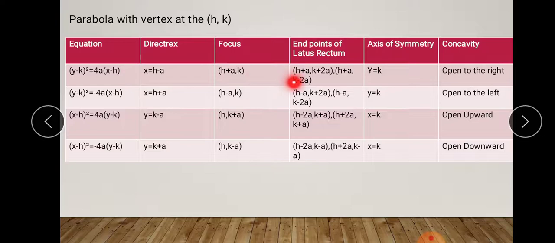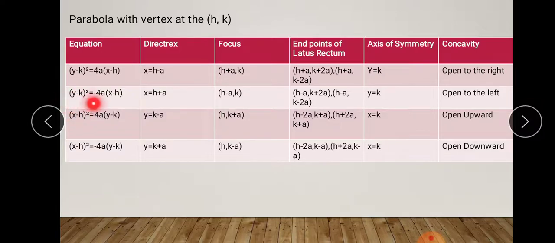The endpoints of the latus rectum are at the points (h + a, k + 2a) and (h + a, k − 2a). The axis of symmetry is y = k. The concavity is open to the right.